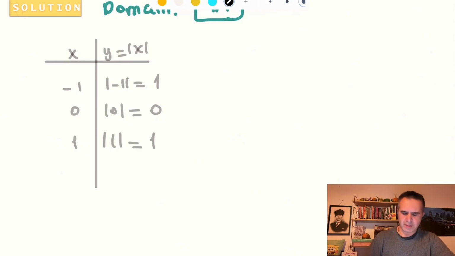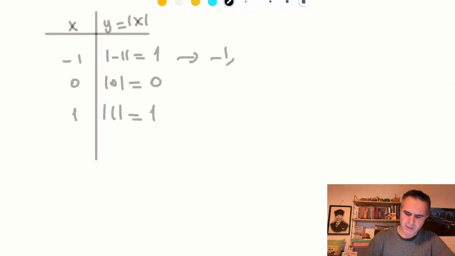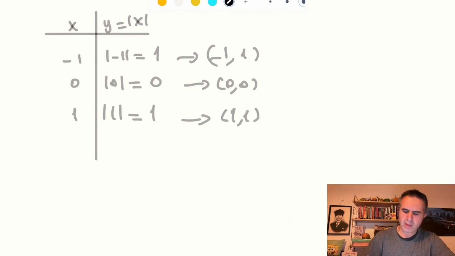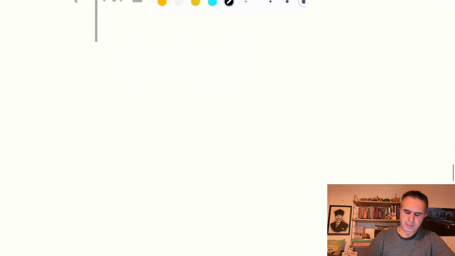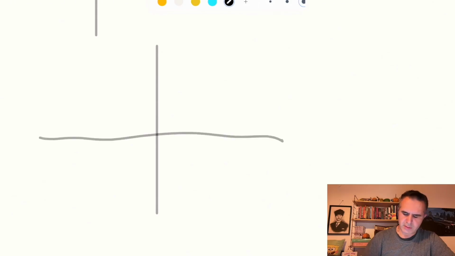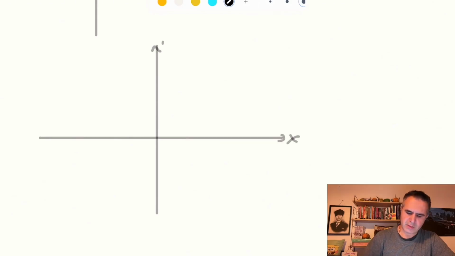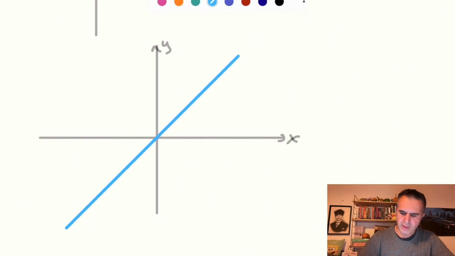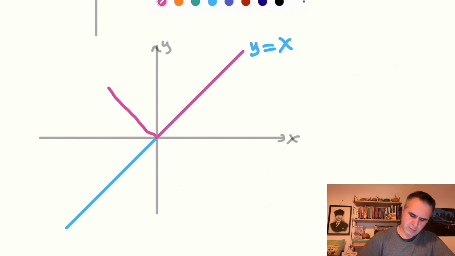So all these points, which points? Minus 1, 1, 0, 0, and 1, 1. All of these points will be on the graph of absolute value of x. Let's draw it. x is here, y is here. You should already know the graph of y equals x. This is the graph of y equals x, and the graph of absolute value of x is that one.